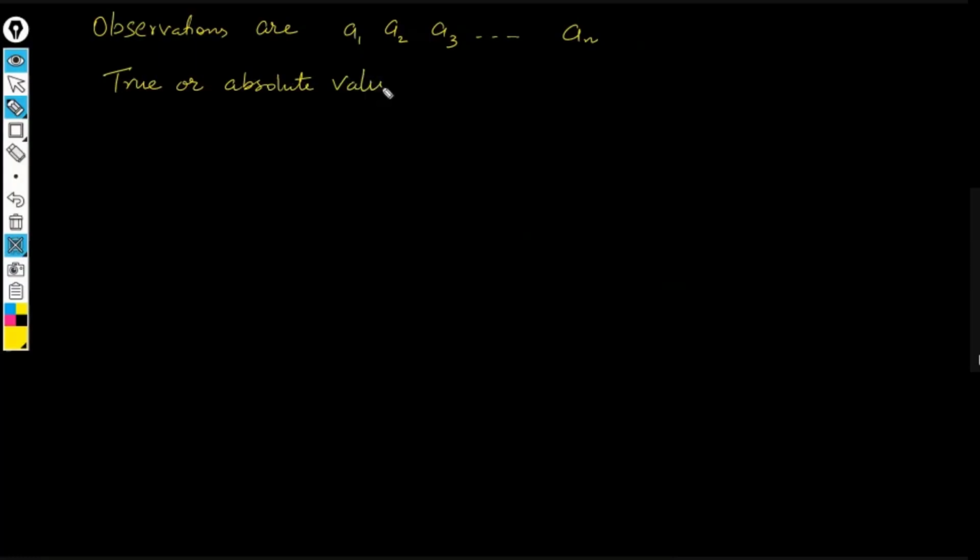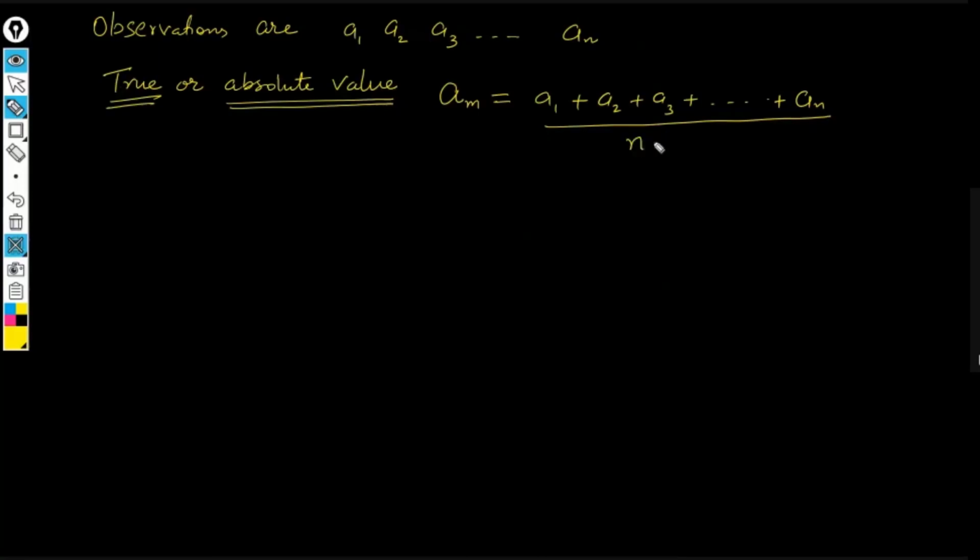Now, is it practically possible to calculate the true value or absolute value? Can we say that any value which we measure is the true value? No. So whatever observations we have taken, we take the average of all of these: A1 plus A2 plus A3 up to AN, divided by the number of observations. The mean of all the observations is known as the true value or absolute value.